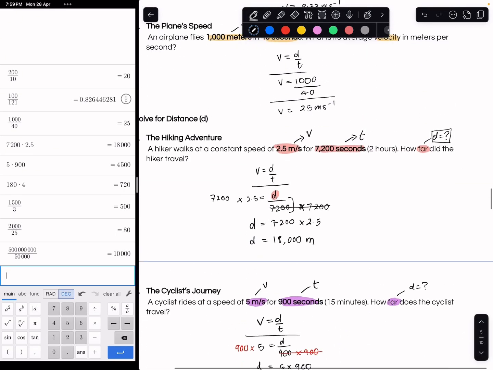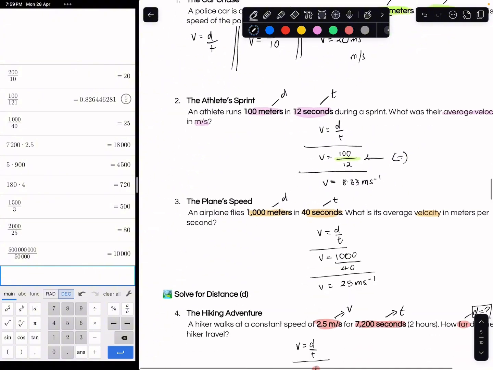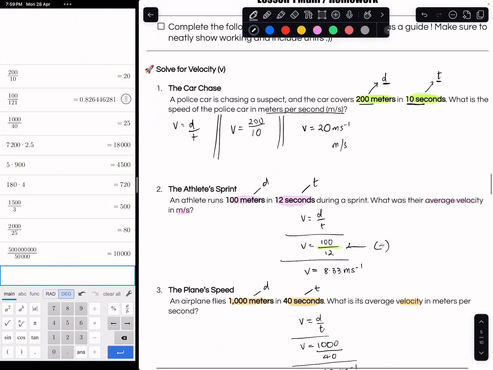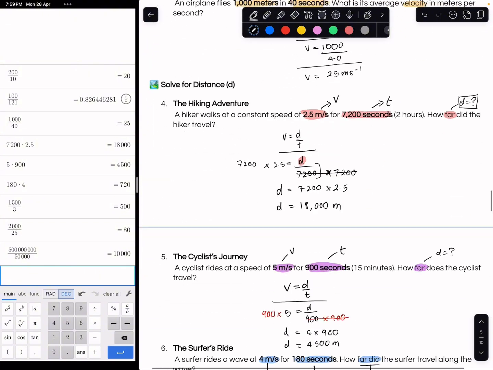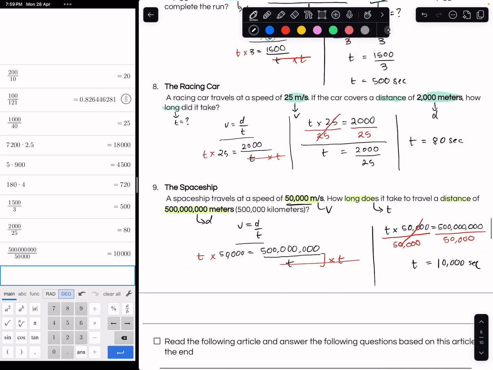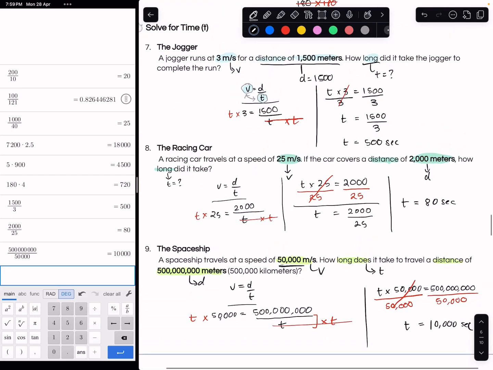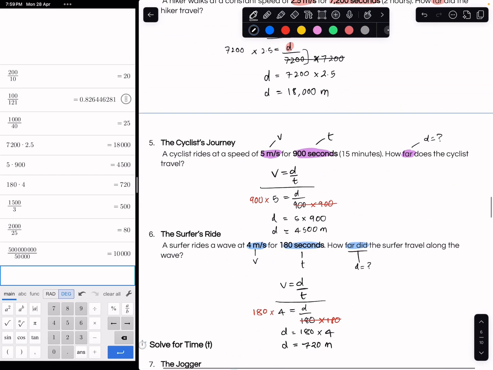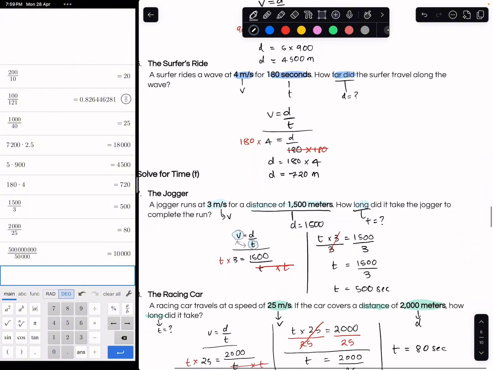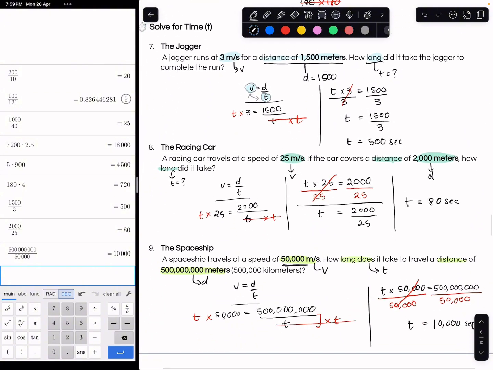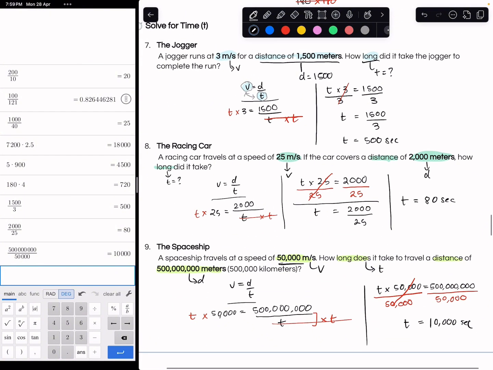But that's the end of our velocity problems. You've done all the ways you can rearrange for different things, and I hope that made sense. Okay, your task now is to try some more questions to really nail this and show that you understand this.